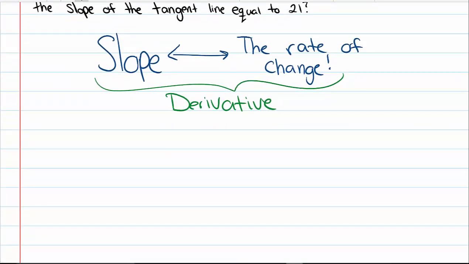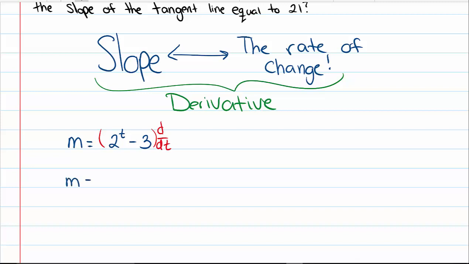So what we're going to want to do then is take the derivative of our function. So the slope is equal to 2 to the power of t minus 3, and we take the derivative. Now this time, we're taking the derivative with respect to t, not to x, because our variable is t.